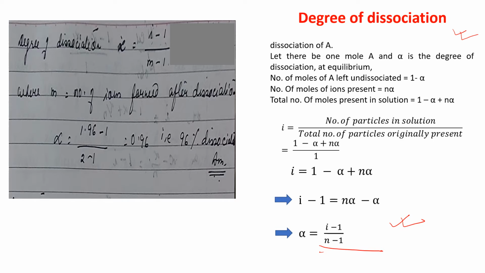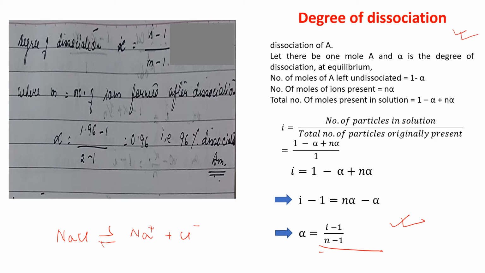Where m is the number of ions formed after dissociation. So how many ions are formed from NaCl? It will be 2, because Na plus and Cl minus. If NaCl dissociates, we get 2 ions, that is Na plus and Cl minus. So here m will be 2.